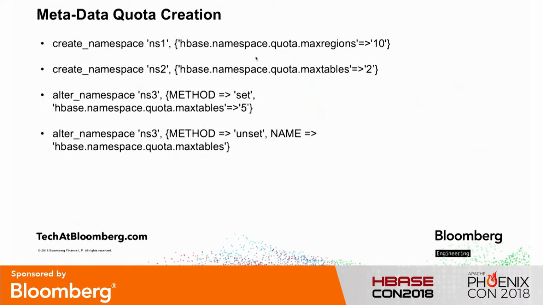So these two quotas are mainly on the namespace level. On the namespace you can set the maximum regions and the maximum tables, and then you can use the unset method to unset this quota.